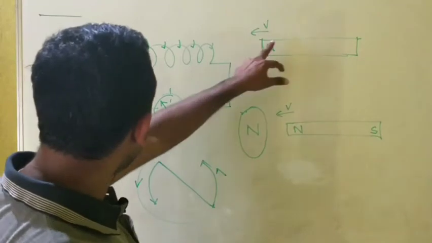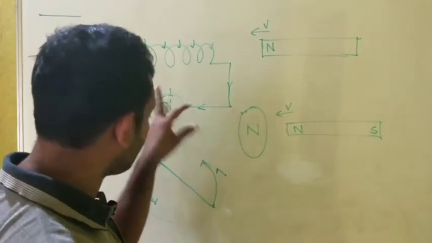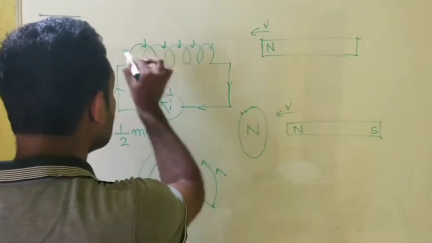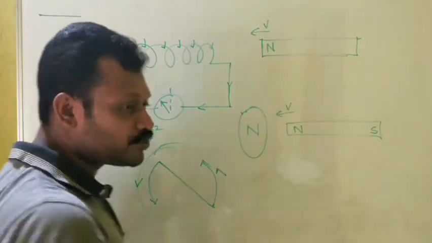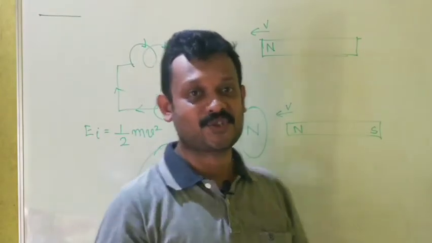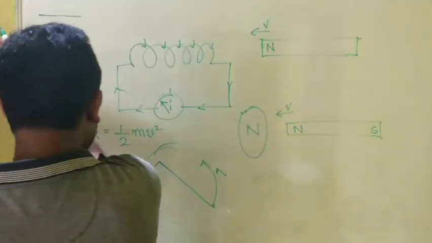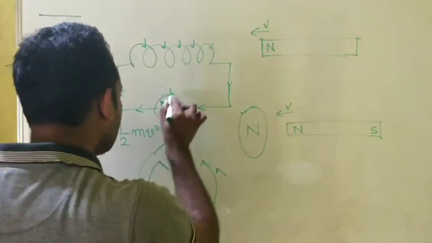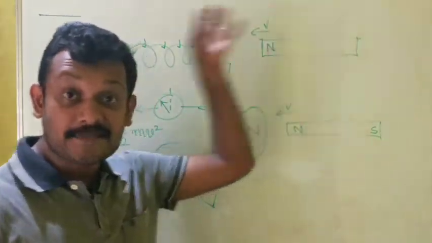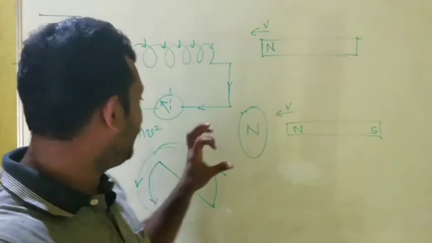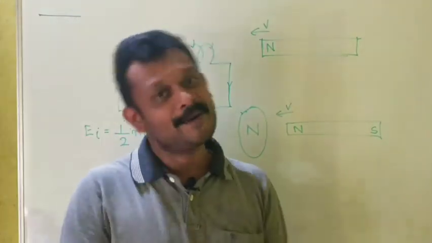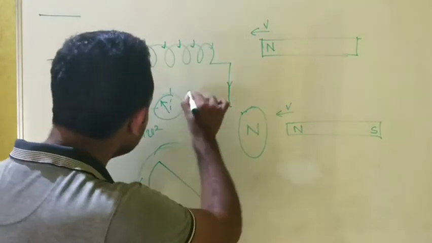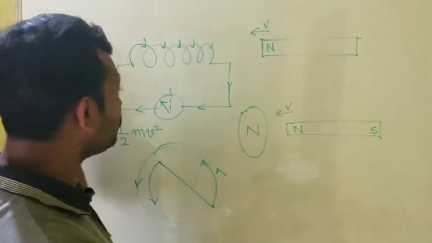So when the magnet enters, the galvanometer shows the deflection in this direction. When the magnet is completely inside this coil, the deflection reduces to zero because there is no change in flux. Similarly, when this magnet leaves the coil, the galvanometer will show a deflection, but in the opposite direction, that is towards this direction. This is how it behaves when the north pole enters.